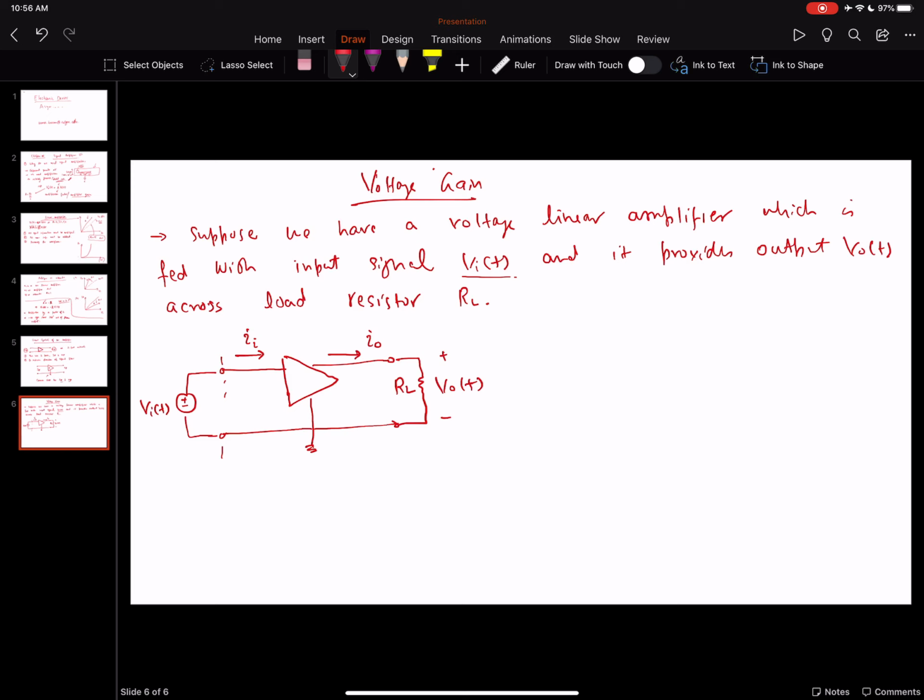In this circuit, I am going to call the voltage gain AV. We introduce the equation V naught of t equals AV times Vi of t. I use the subscript V to indicate that this is a voltage gain. So the voltage gain AV equals V naught over VI. What are the units? V over V, so it's a dimensionless number.